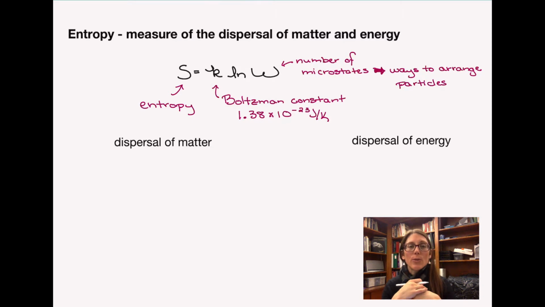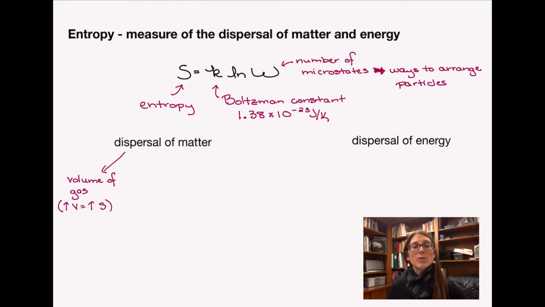Now, there's a couple different ways that you can accomplish increasing your entropy. You can do so through the dispersal of matter or the dispersal of energy. When you talk about the dispersal of matter, there's a couple of possibilities. One, if you have a gas and you provide it more volume to occupy, there's a lot more places those particles can be. Many more microstates, your entropy increases.